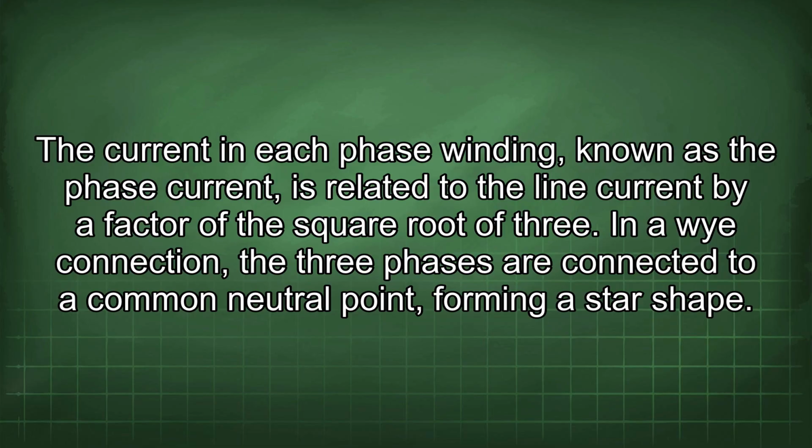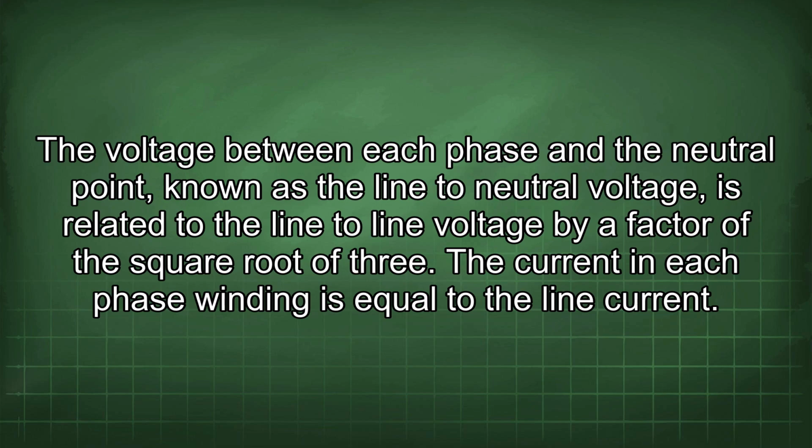In a Y connection, the three phases are connected to a common neutral point, forming a star shape. The voltage between each phase and the neutral point, known as the line-to-neutral voltage, is related to the line-to-line voltage by a factor of the square root of 3. The current in each phase winding is equal to the line current.